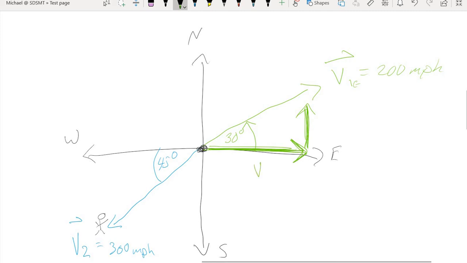So right here we have v1gx, here we have v1gy. And the x component, that is the leg that is adjacent to our angle, so we will have 200 cosine of 30. The y component, that is the leg that is opposite of our angle, so we have 200 sine of 30.